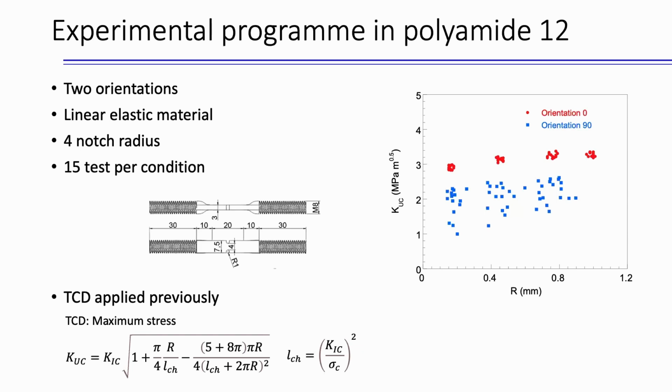At the University Rey Juan Carlos, before this research, they performed tests with polyamide in two different orientations, with two velocities, but here we use only the static tests with four notch radii, repeating the test 15 times per condition. So to make statistics, it is a good database, because we have 60 tests in the 0 orientation and 60 tests in the 90 orientation. The specimens in the slide are notched specimens with symmetry, and in the results we can see that we have little dispersion in orientation 0 and great dispersion in orientation 90.